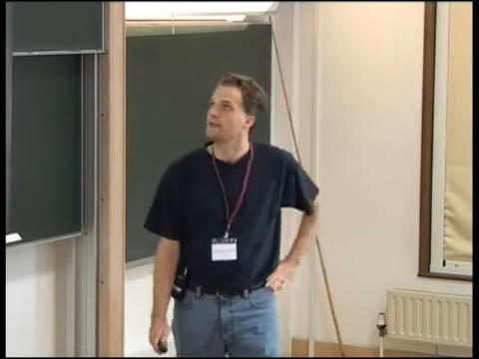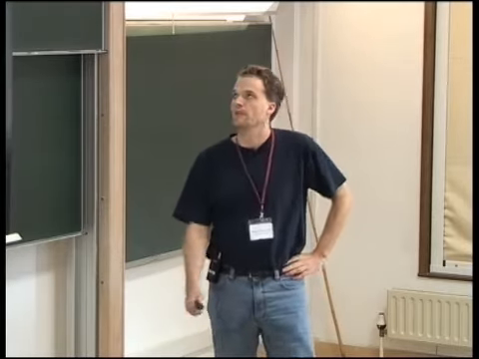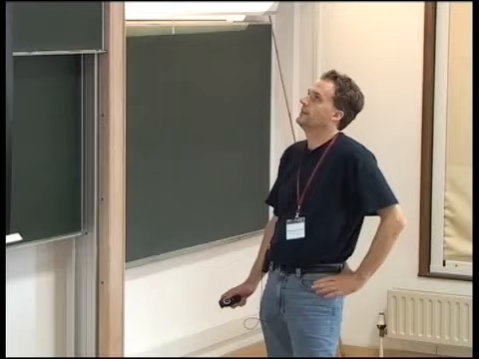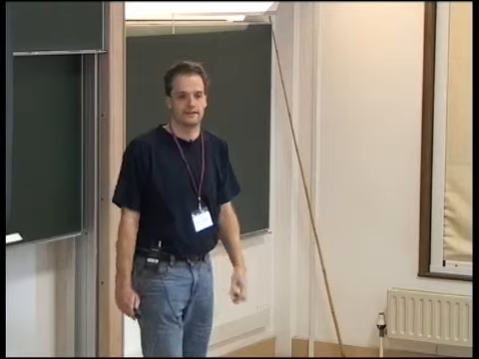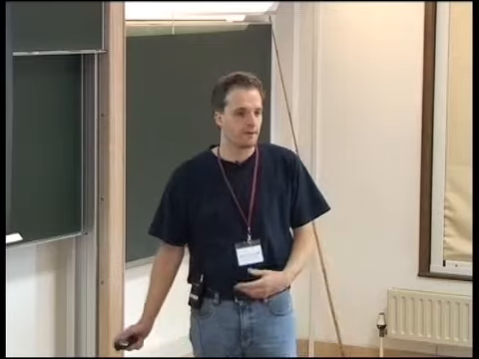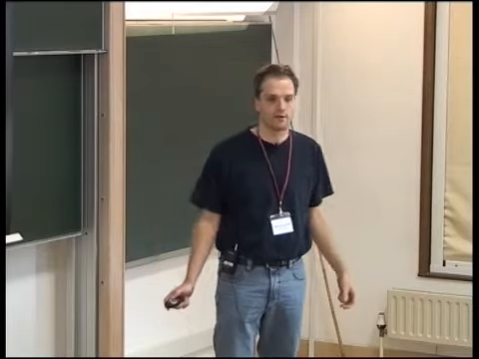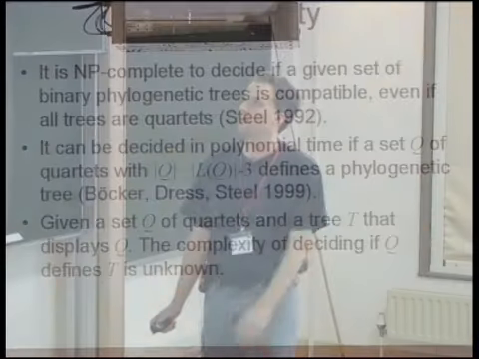What is known about compatibility? So this is more a complexity slide. There is this result from 1992 that it's NP complete to decide whether a given set of quartets is compatible or not. So at this point, you can already give up the idea, just take all the quartets you can find and build the big tree that displays them all.